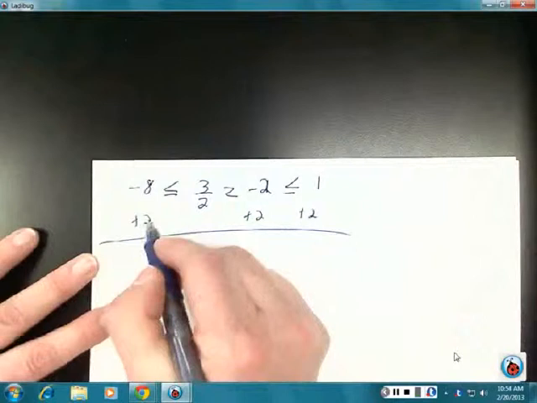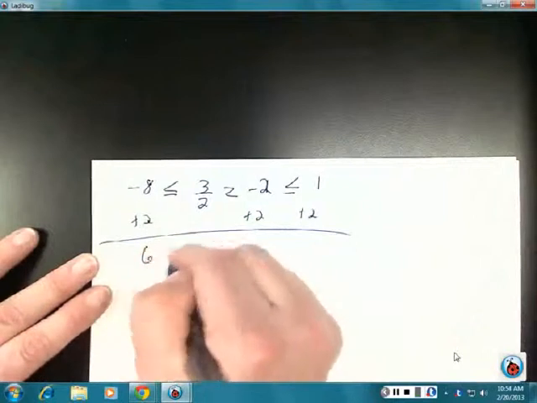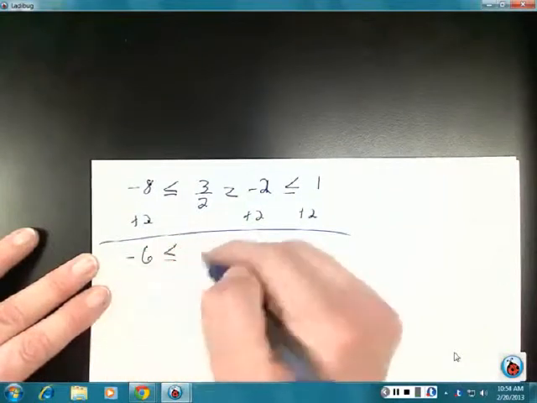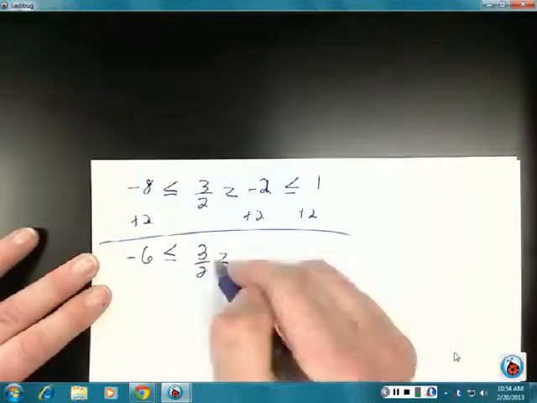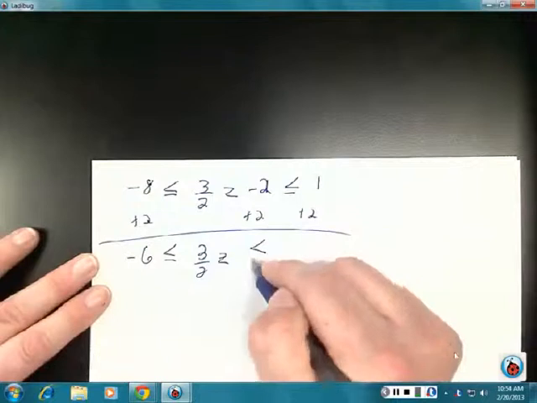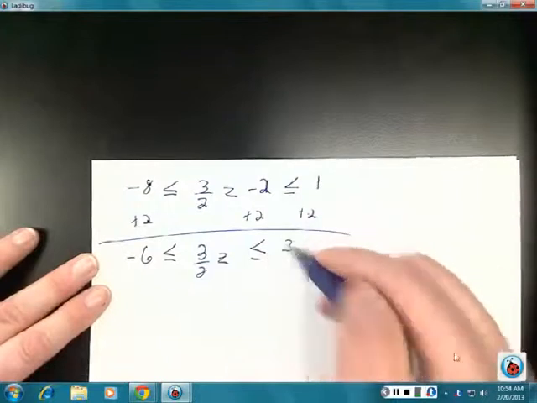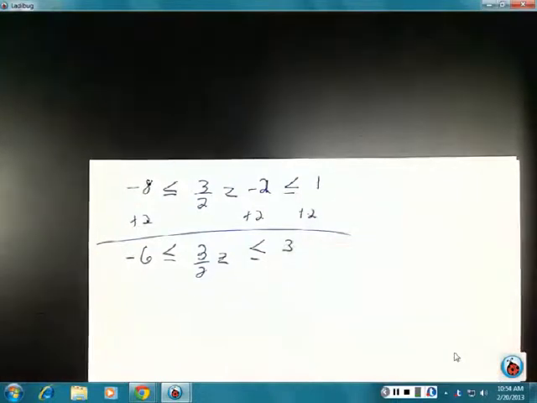Negative 8 plus 2 is negative 6. Negative 3 halves z is the only thing left in the middle. They must like z's for some reason. 1 plus 2 is 3. Okay. Now what? Times by 2.